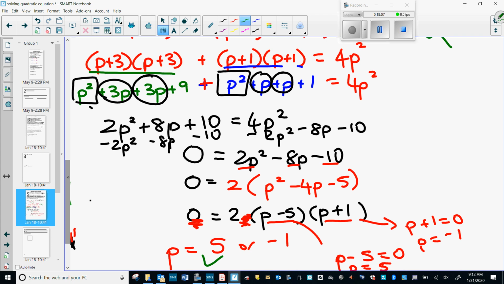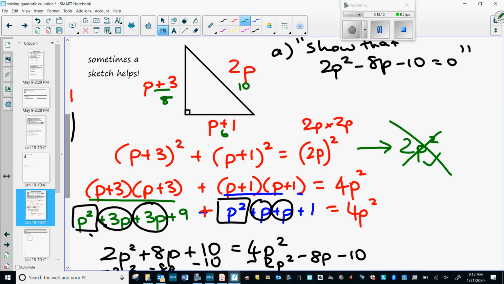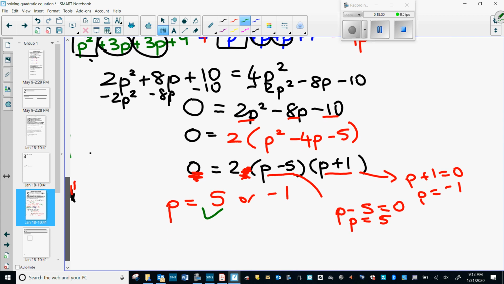If p was negative 1, then this would be 2. Well, that's fine. This would be 0. Well, you can't have a length of 0. And then this one would be negative 2. Well, you can't have a length of negative 2, if it's the longest too. Exactly. So hopefully obviously, this one is impossible for this particular situation. Okay?